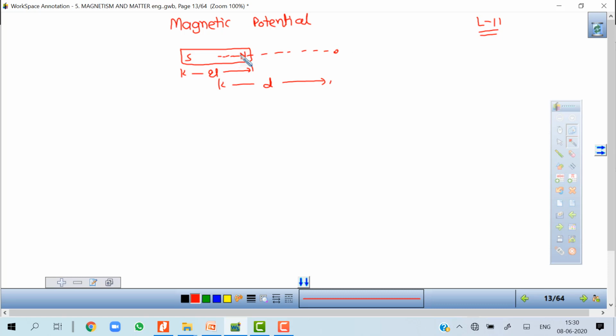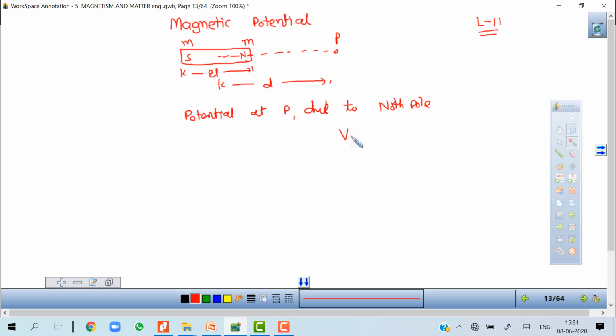So, as because of charge we have electric potential, similarly, because of pole strength we have magnetic potential. So here the magnetic pole strength is m, and here also m. This is very similar to the positive charge, and this is similar to the negative charge. Okay. So the potential at P due to the north pole.